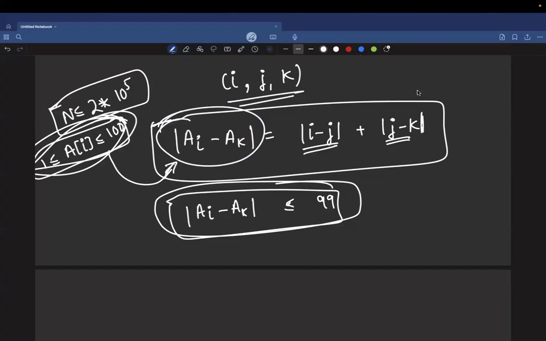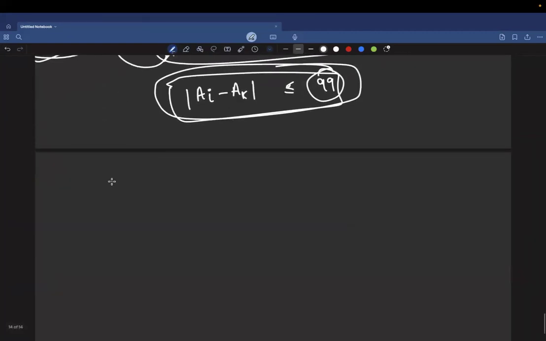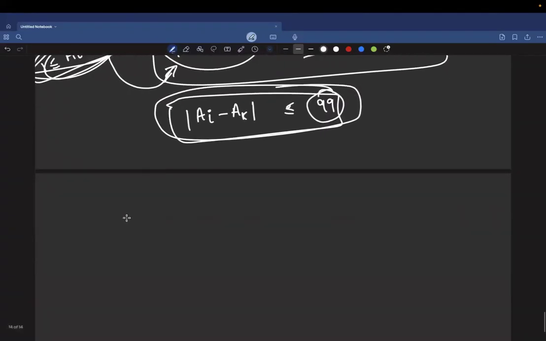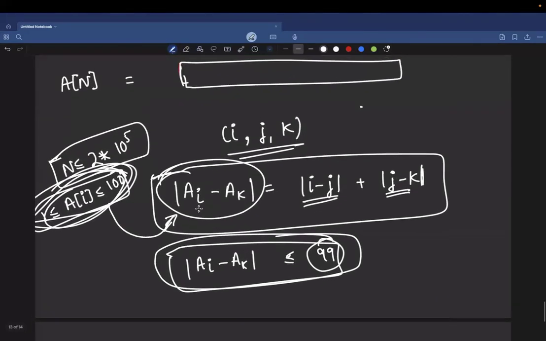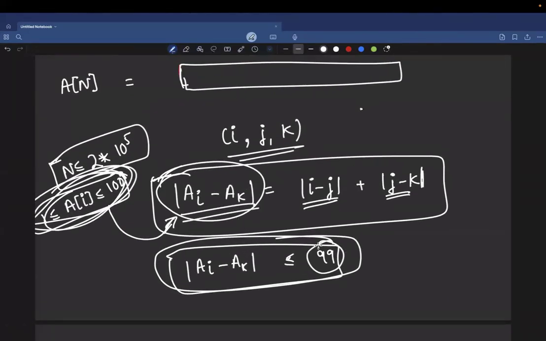Okay, somebody is asking why is the absolute difference always less than equal to 99 and not 100? See, the minimum possible value of any of the ai can be 1, and the maximum possible value any of them can have is 100. Right? So even if this is the case, then the absolute difference is 99 only, and you cannot have a bigger absolute difference between any two ai and ak. Understood? Nice. Okay, so we have understood one thing, that the absolute difference will be less than equal to 99. This is the very first observation, the trivial one.